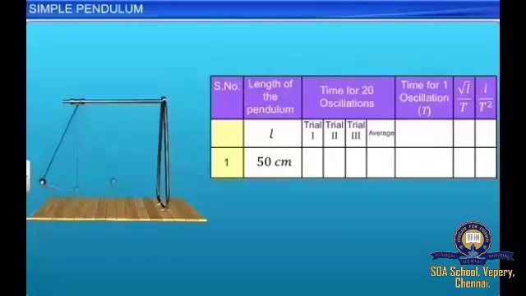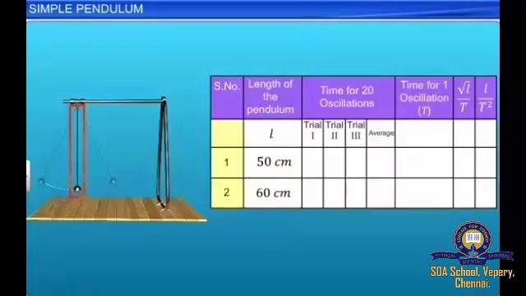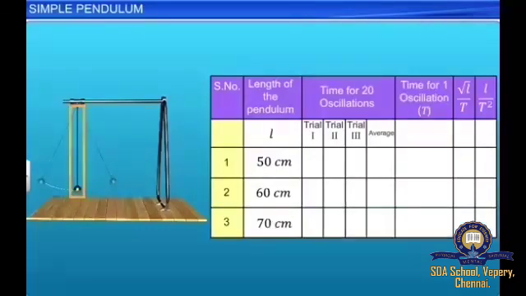Now increase the length of the pendulum by about 10 centimeter and repeat the procedure to find the value of L by T square. Repeat the procedure, increasing the length of the pendulum by 10 centimeter every time. Tabulate the readings. You will observe that the time period of the pendulum increases with its length and the value of L by T square is the same in all the cases. This verifies the third law.